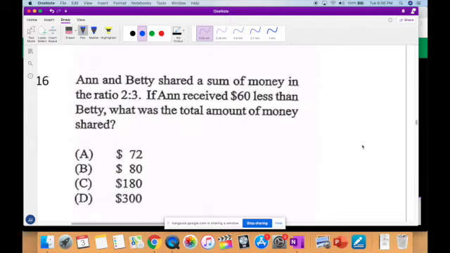Right, our next ratio one. Anne and Betty shared a sum of money, and this is a real interesting question. So anybody have clues for this? Anne and Betty shared a sum of money in the ratio 2:3. If Anne received $60 less than Betty, what was the total amount of money shared? Any ideas? How to do this?